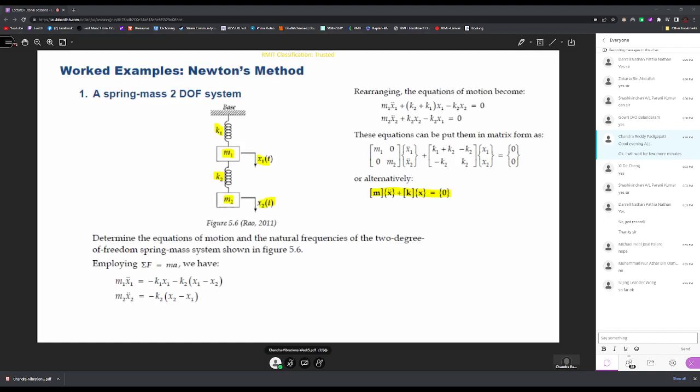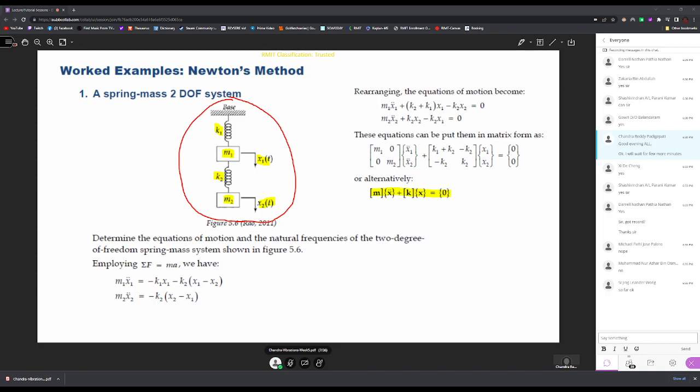So now we take another example here. We take another 2-degree of freedom system. So this is the 2-degree of freedom system here. There's no damper, only stiffness and masses, a simple spring and mass system. So here we try to write the equations of motion for mass m1.